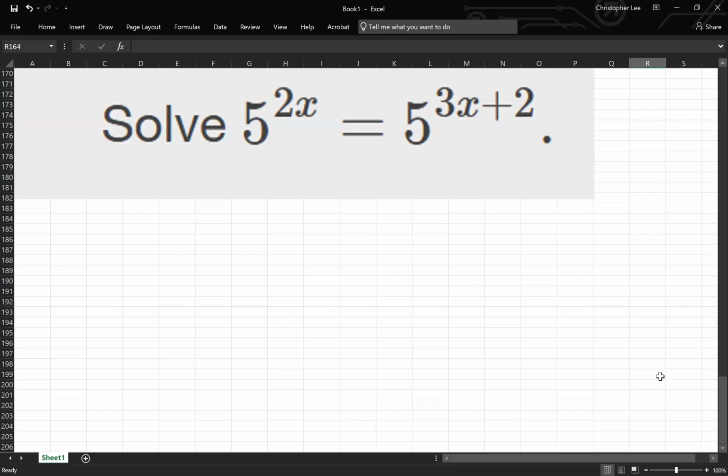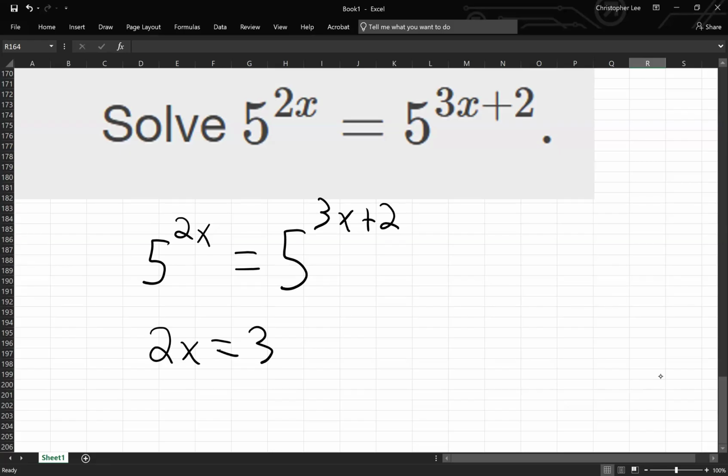All right, let's go over it. So I have 5 to the 2x is equal to 5 to the 3x plus 2. I have the same base, right? Just work with the exponents. So this becomes what? 2x equals 3x plus 2. What should I do next?